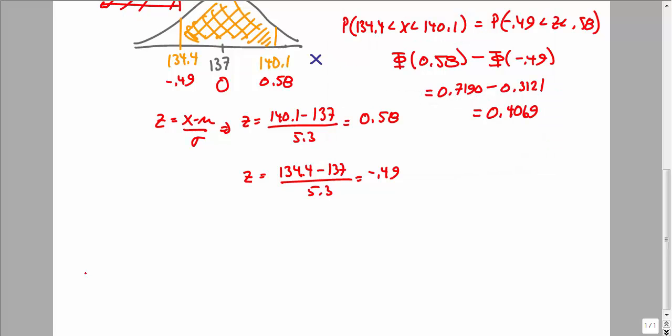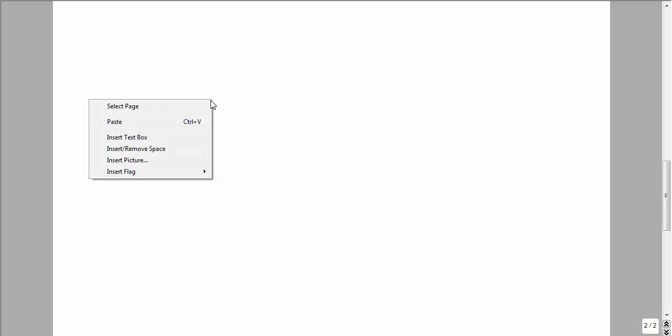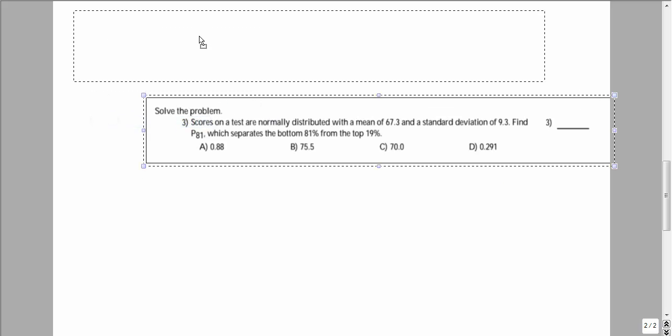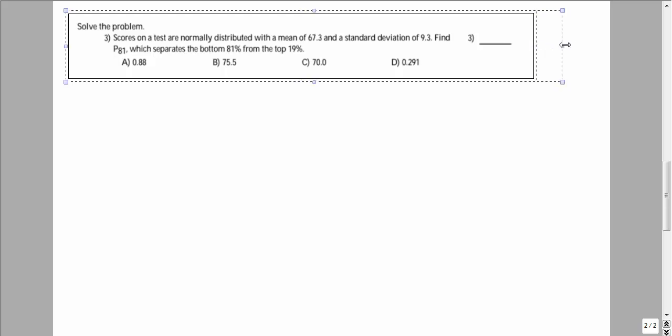Number 3, I'm going to be looking at a percentile. Now if you recall, a percentile is basically splitting the curve up into percentages, and then instead of finding the area, I'm given the area and I have to work backward and find the standardized score.